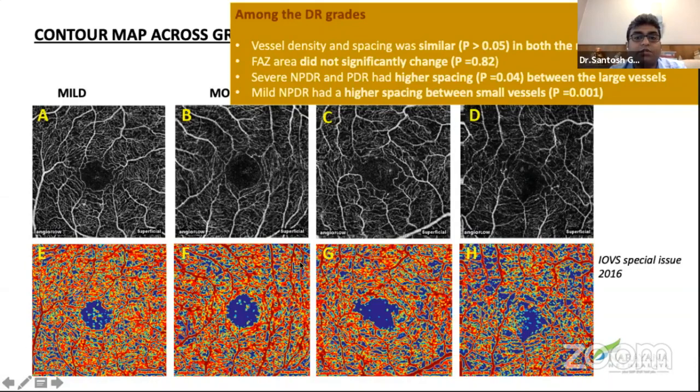When we looked at these with statistical analysis, we found that in severe stages, the spacing between the larger vessels had increased, whereas in the initial phases, like mild NPDR, the changes happened between the smaller vessels. And the FAZ really didn't change much because these were eyes with no macular edema. These were flat maculas. These were just the changes over the severity of diabetic retinopathy.